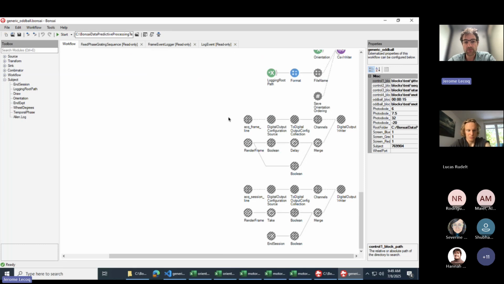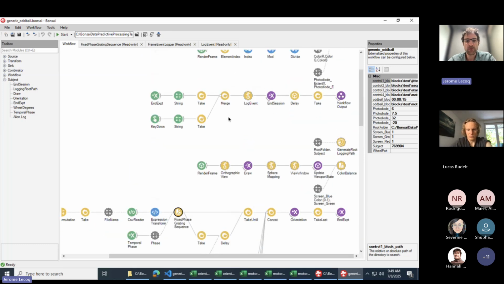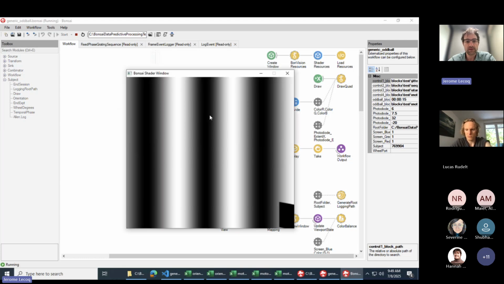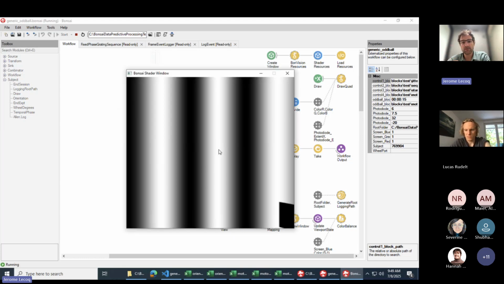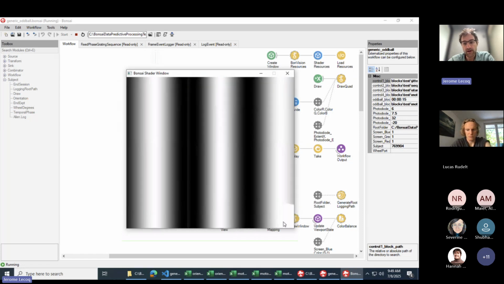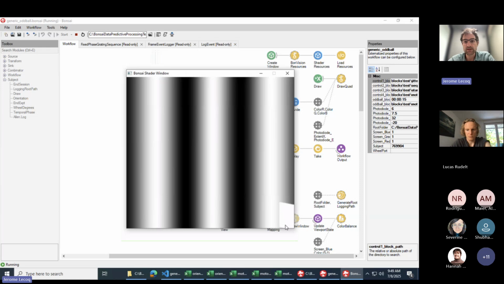So this allows us to keep track of time. That's how this Bonsai thing works. I also added, if you play it here, it stops the stimulus. So you see that's how it looks. You have drifting grating. Now we are in the first block, and that's the little corner I mentioned.